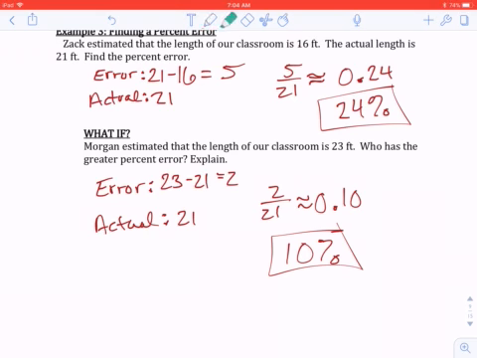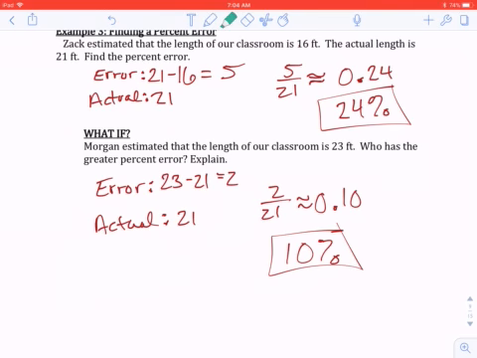Okay, so for Morgan's, I got that she had about a 10% error. Now, whenever I got it in decimal, it was like 0.98 something. So whenever you round, you actually have to round up twice. So I ended up with around 10%. If you did about 9.8%, that's also good.